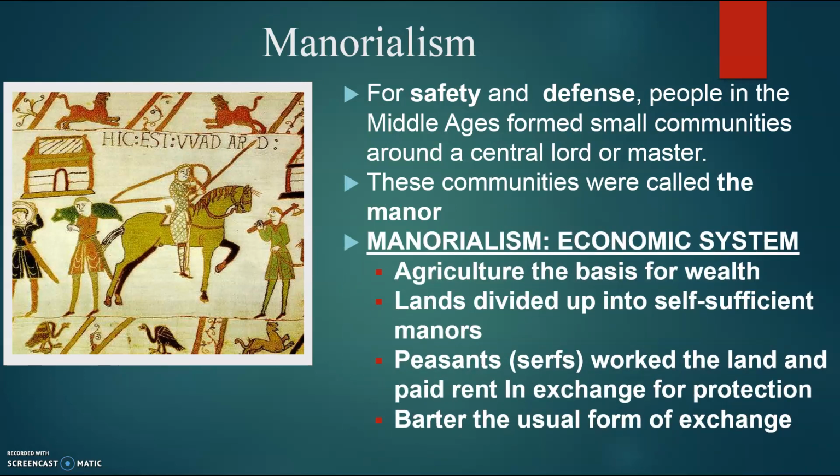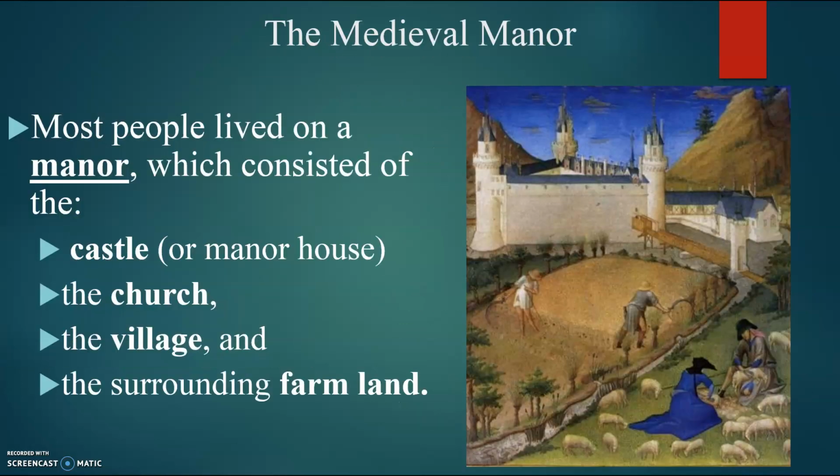Manorialism is the economic system. It's really agriculture, land divided up into self-sufficient manors. Again, they had to have everything they needed. Without the connection, it was very dangerous to travel the roads. Less trade because of bandits and all that. And so people paid rent at this point, usually in labor and farm goods, in exchange for protection and justice, that sort of thing. Usually people bartered. You don't have a lot of a cash economy yet. We're actually going to see that in the commercial revolution coming in the next chapter.